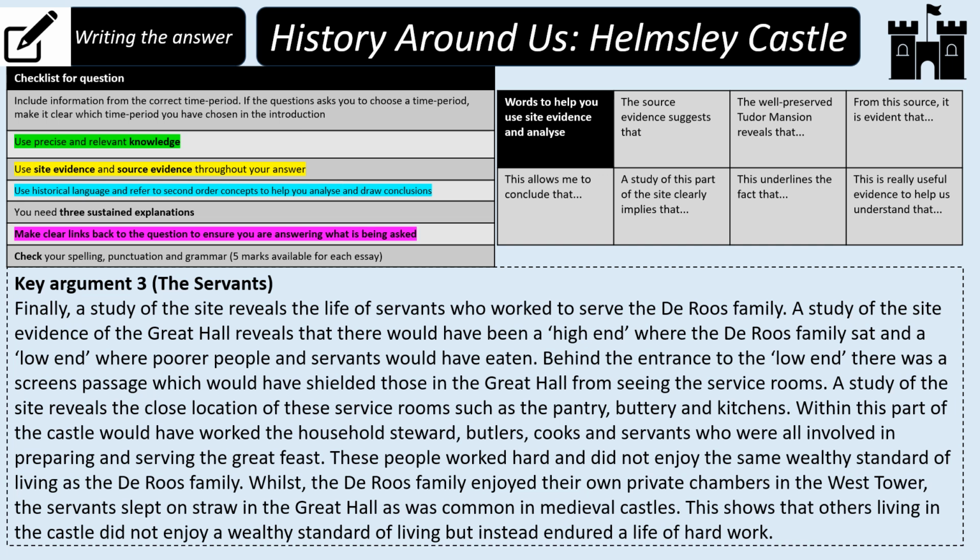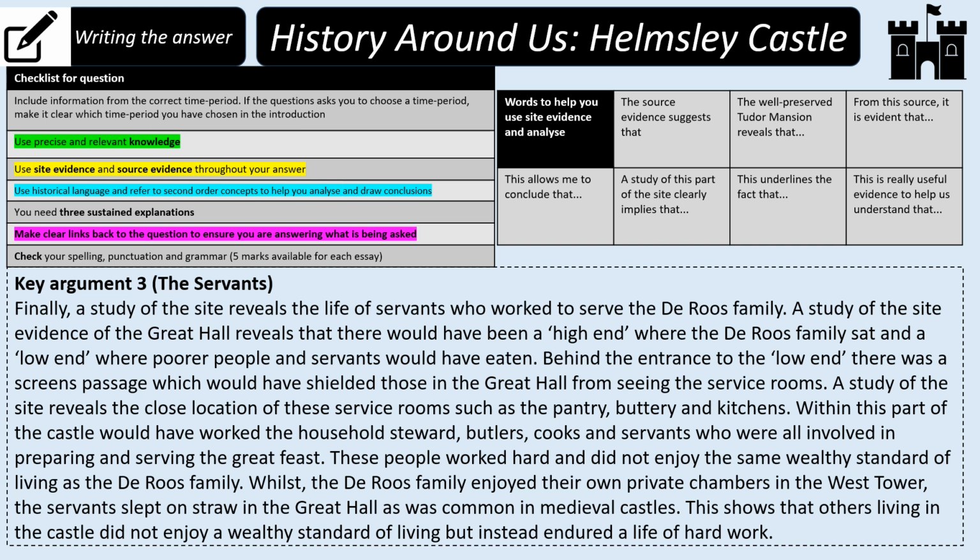The final group we're going to write about for our third argument, and take us up to a level 5 answer, is the servants. So finally, a study of the site reveals the life of servants who worked to serve the De Roos family. A study of the site evidence of the Great Hall reveals there would have been a high end where the De Roos family sat and a low end where poorer people and servants would have eaten. Behind the entrance to the low end there was a screened passage which would have shielded those in the Great Hall from seeing the service rooms.